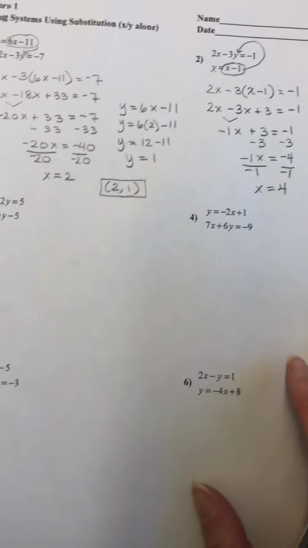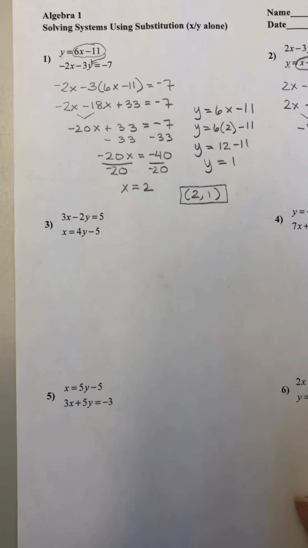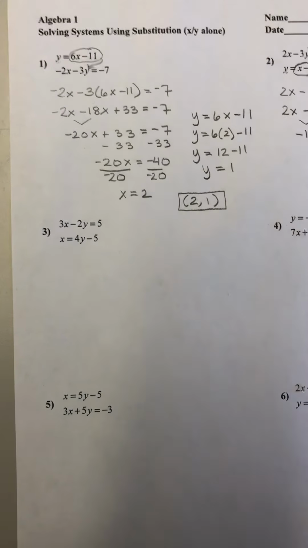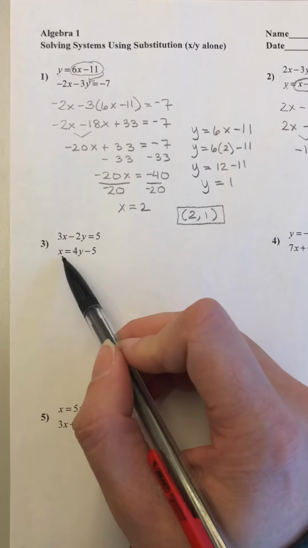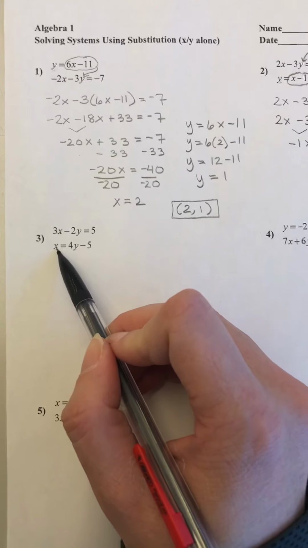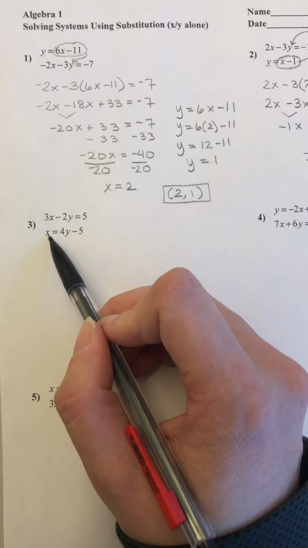All right, let's do one more together. Take a look at problem number 3. Hopefully you already know what I'm going to say. Find the equation who already has a variable by itself. In this case, the x is by itself in the second equation.